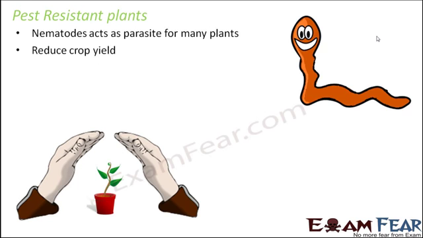So what does it do? It reduces the crop yield, and as a result the entire productivity decreases. So this has a negative effect on agriculture or on crop productivity. So how can we overcome this? For this we will talk about a new concept, a new process called RNAi, that is RNA interference. Here we will see how we achieve pest resistant plants using the concepts of genetic engineering.